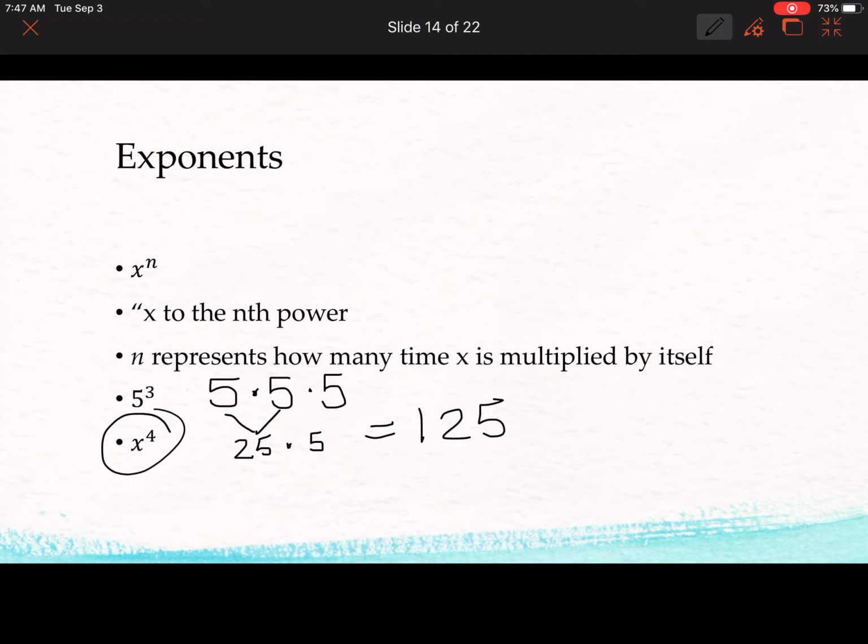So here's one with a variable. Now this is treated in the exact same way. So I'm just going to take x to the 4th and expand it, so that is x multiplied by itself 4 times.